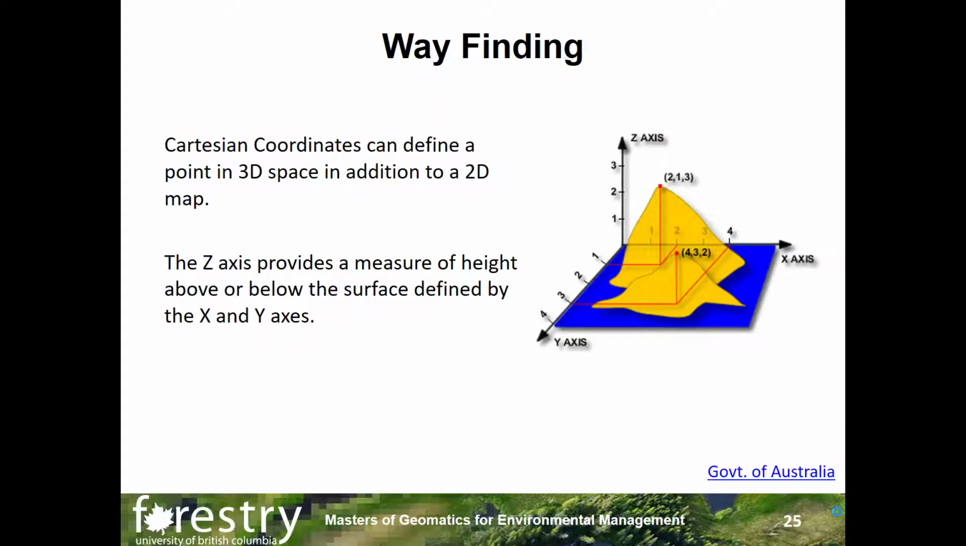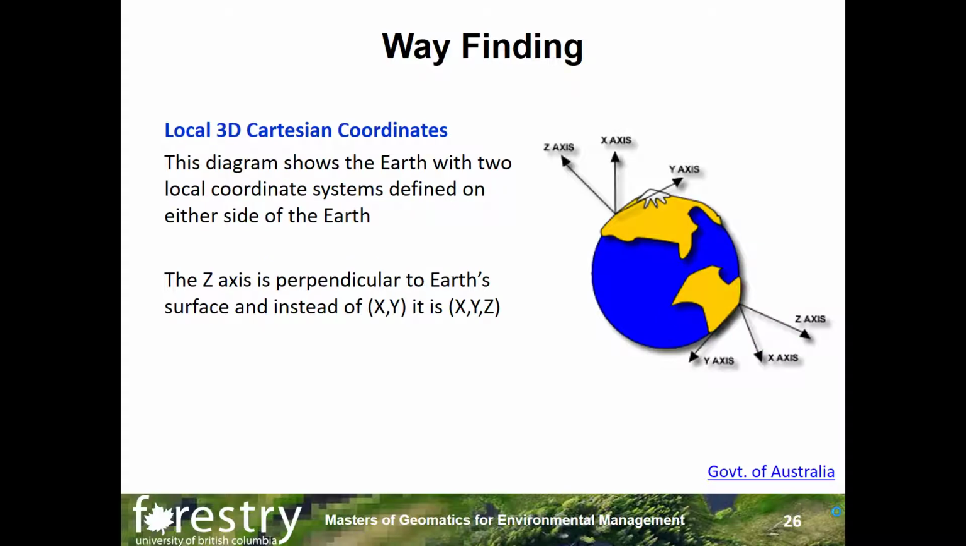We can also define Cartesian coordinate systems in three-dimensional space by adding a z-axis. When we add a z-axis to a plane that's defined by an x and y-axis, then we can start to describe height of features, and we can also describe elevation. So three-dimensional Cartesian coordinate systems can be useful, but they're only useful at local scales.